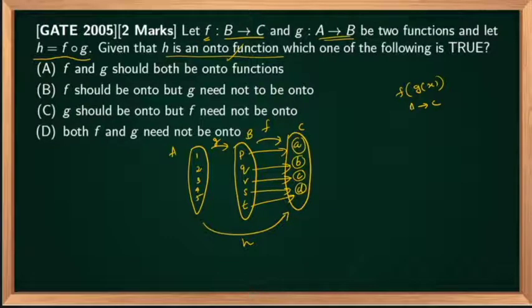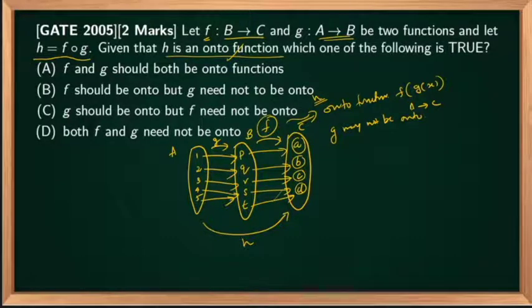So I can say that F should be an onto function, right? But G, I can have something like 1 to P, 2 to Q, 3 to R, and 4 to S, and 5 to S. Right? So now, for example, 1 to A, I can reach, 2 to B, I can reach, 3 to C, I can reach, 4 to D, and 5 to E, right? Now, if I have a function like this, that shows that A to C is onto only if B to C is onto, but A to B may not be onto, right? So it is clear that H should be onto, but G may not be onto, right? So the answer should be B.